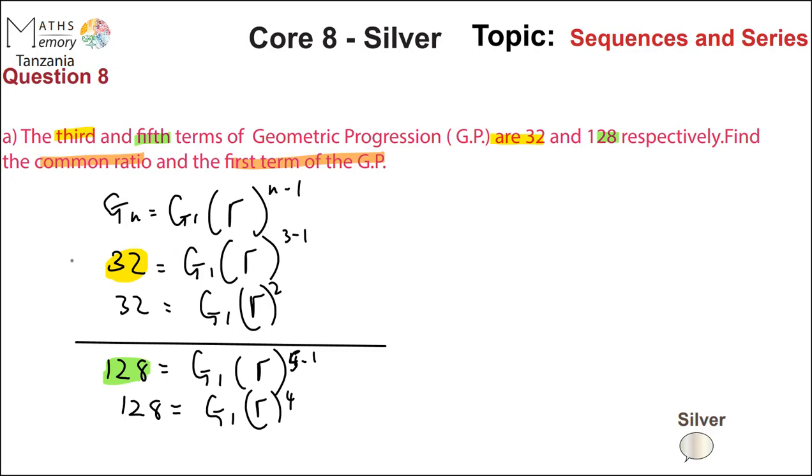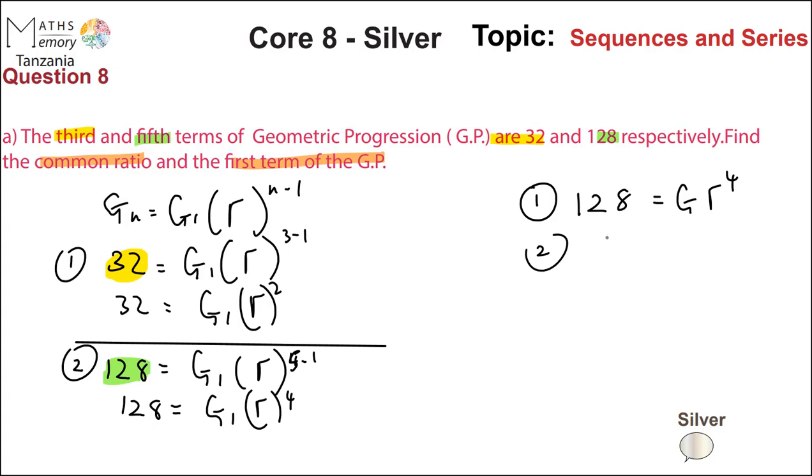Now let's see what we get with this. Let's write this a bit better in terms of simultaneous equations with division. So number 1, I'll write the 128 first: 128 equals G1 R to the power 4, and number 2, 32 equals G1 R squared. This is simultaneous with division, so let's divide the top by the bottom.